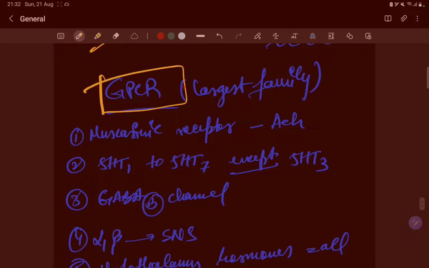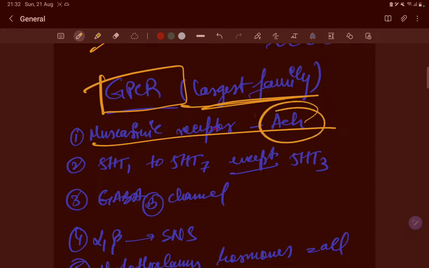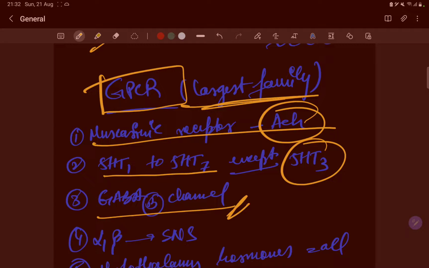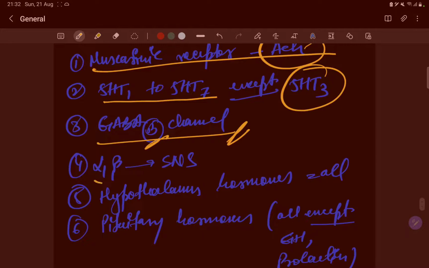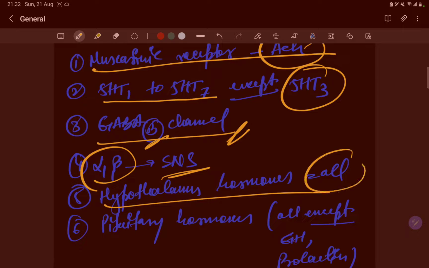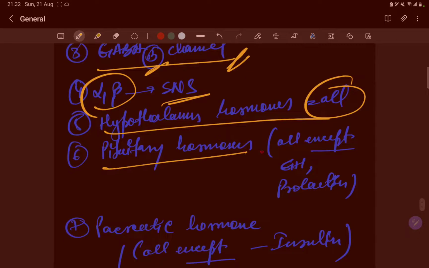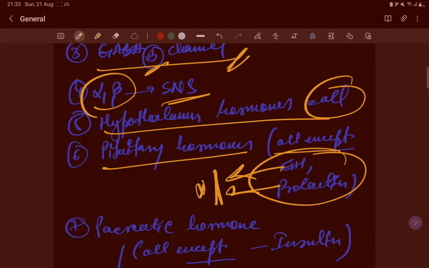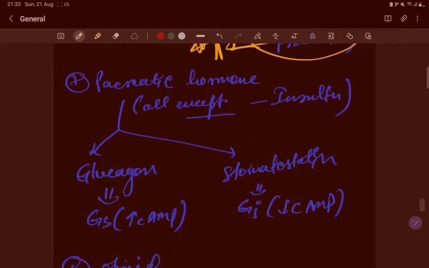Now the GPCR is the largest family, for example, the muscarinic receptor of acetylcholine is a GPCR. 5-HT1 to 5-HT7 except 5-HT3 are GPCRs. 5-HT3 is the ionic one. Okay. GABA B is a GPCR. Okay. Alpha 1 and beta receptors of the sympathetic nervous system are GPCRs. Hypothalamus hormones are all GPCRs. Pituitary hormones are all GPCRs except growth hormone and prolactin, and we will see where they are acting.